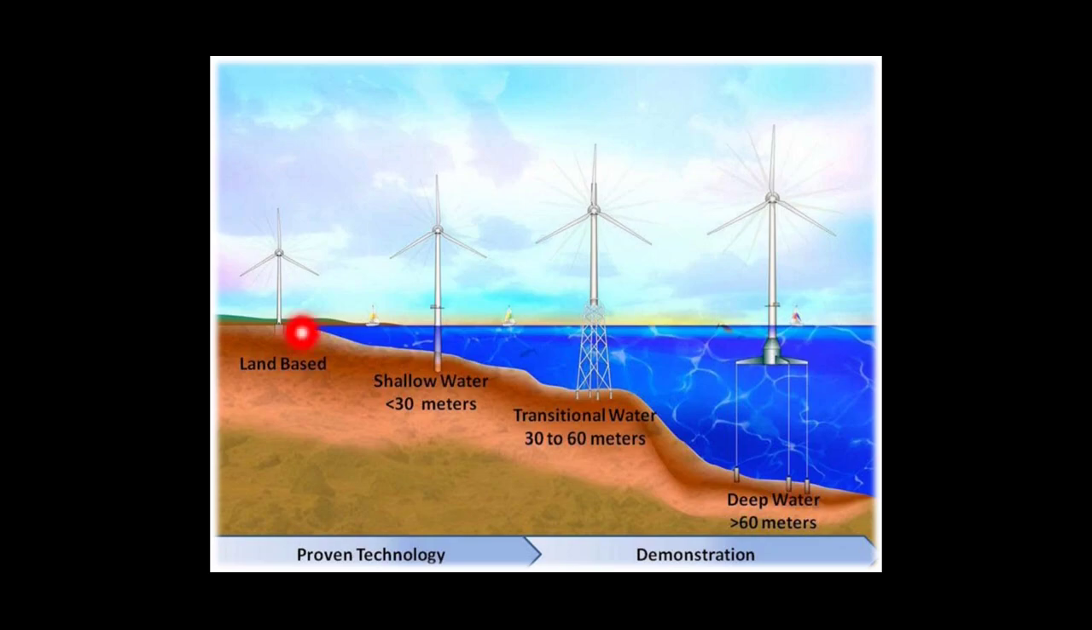You can see, depending on the depth of water or the requirement, different types of tidal power plants are constructed. Land based plants are set up in shallow water where the water is not very deep. Here the water is neither very deep nor very shallow, so transitional water, the depth is written 30 to 60 meters, and the last one is for the deep waters. So depending on the situation, tidal power plants are set up.